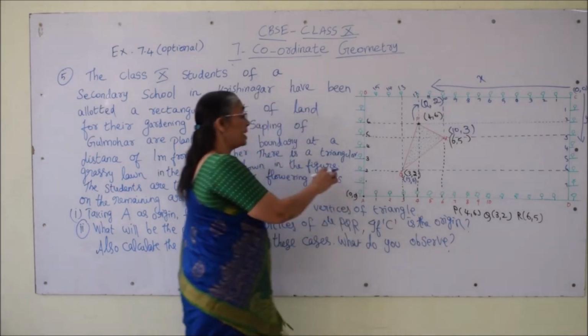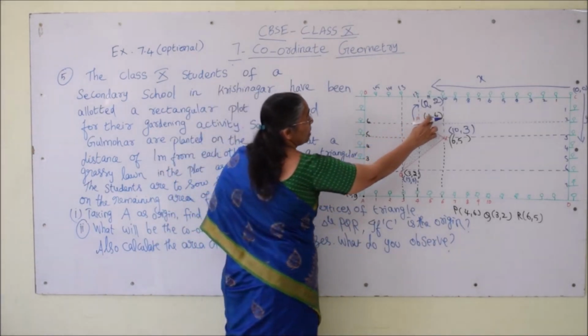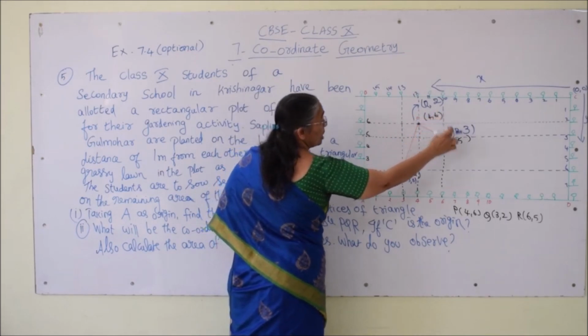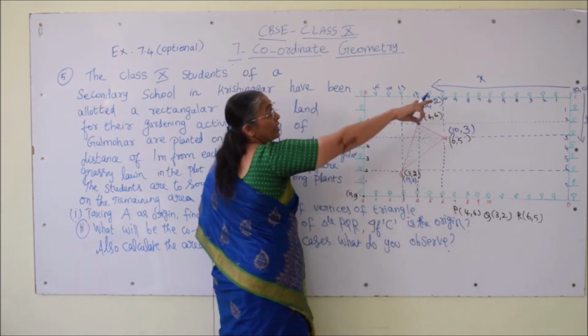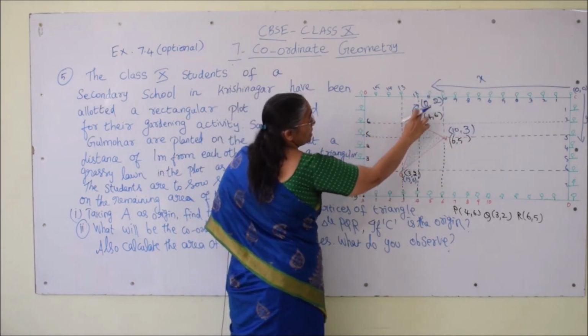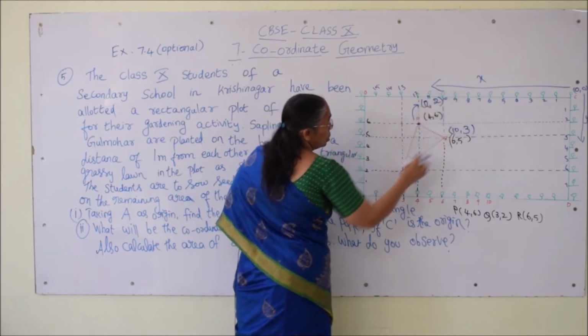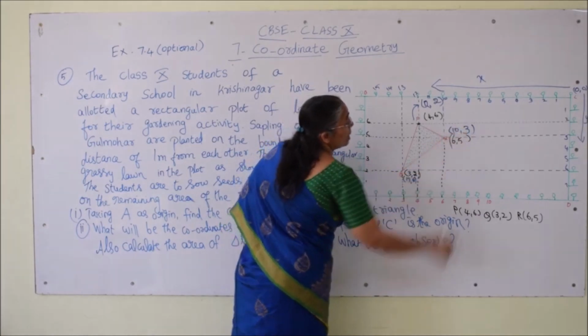So by taking A as origin, the vertices of triangle PQR are written in black marker: P is 4, 6, Q 3, 2, R 6, 5. If we take C as origin, it is written in blue color: P is 12, 2, Q is 13, 6 and R is 10, 3.